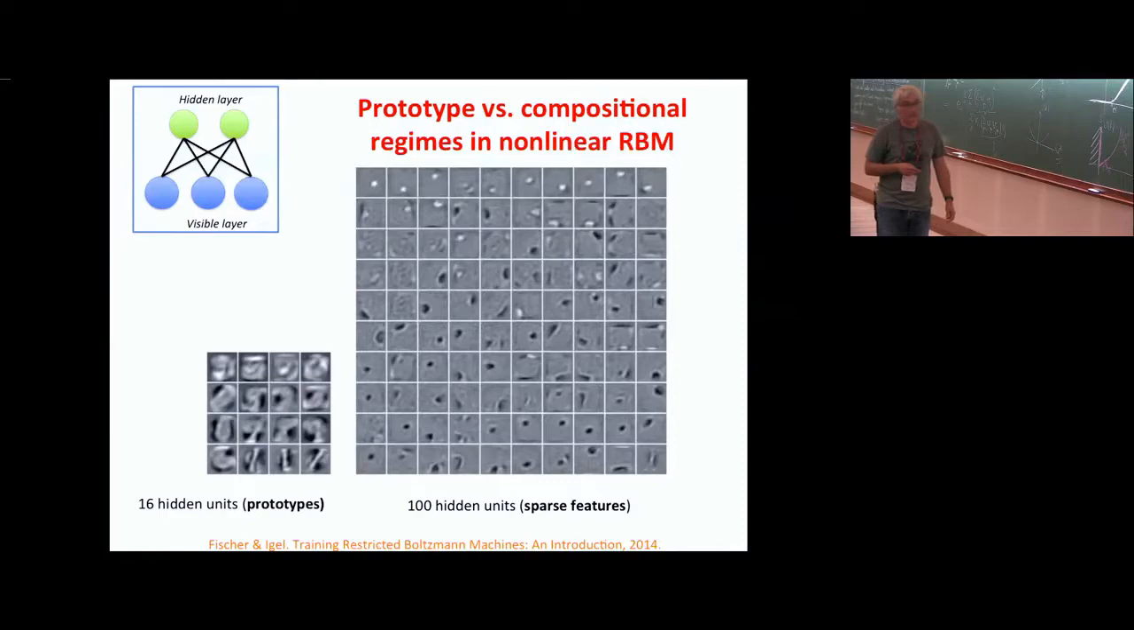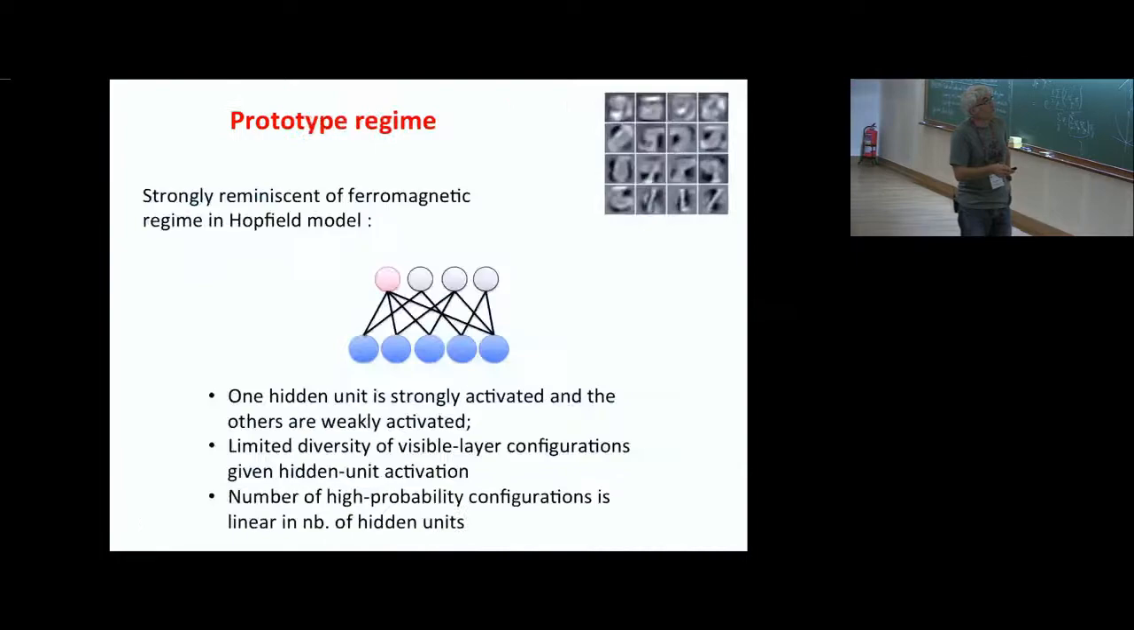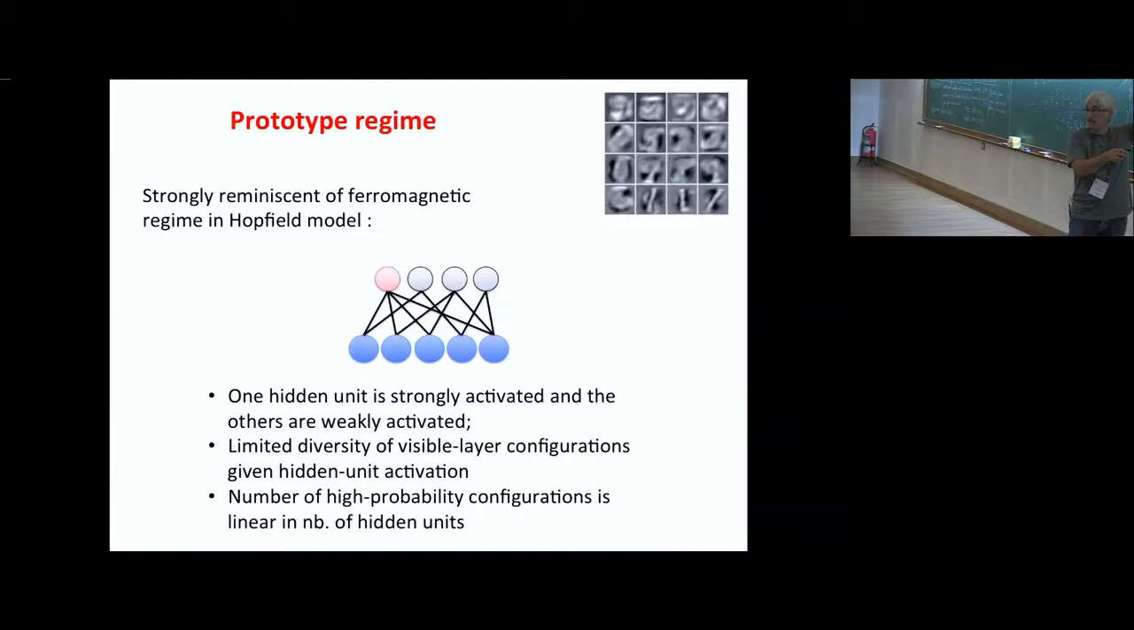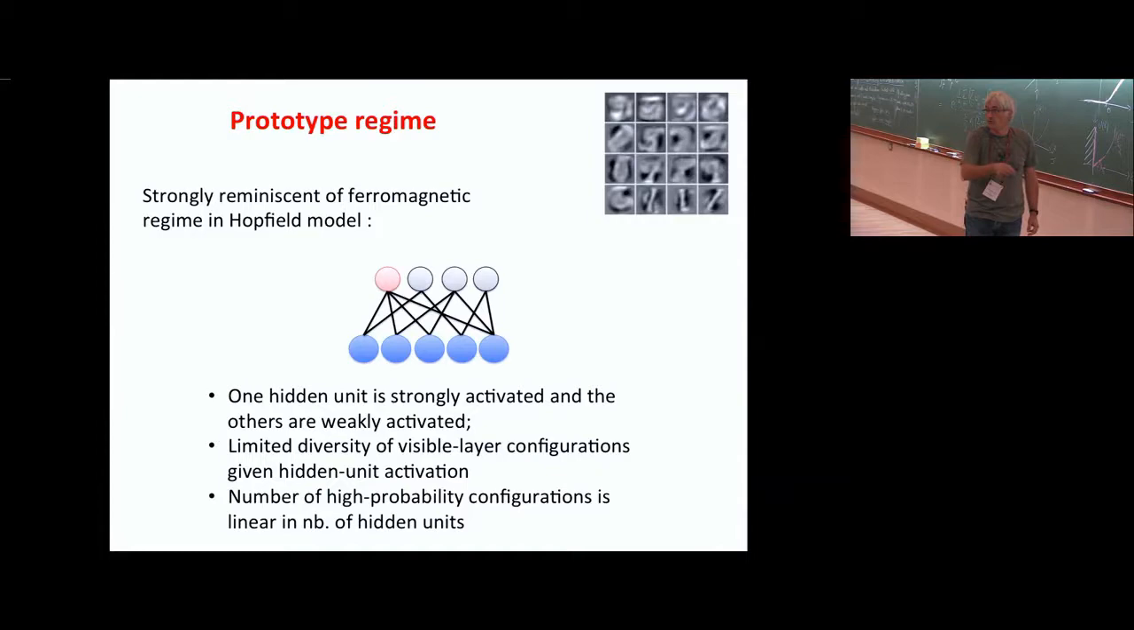So the prototype regime, so this regime here, what does it mean? It means the following. It means that if I run a Monte Carlo with such a machine, what will happen is that one hidden unit will be very strongly activated, it will have a very strong H, and the visible configuration will look like its weights. Okay? And so that's why these weights here are a prototype for the visible configuration.